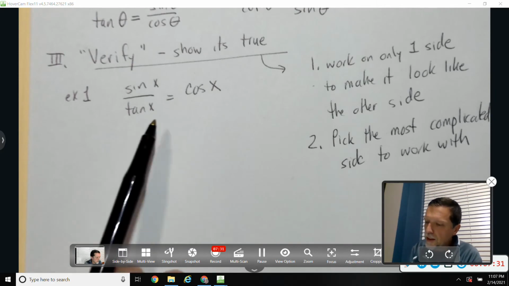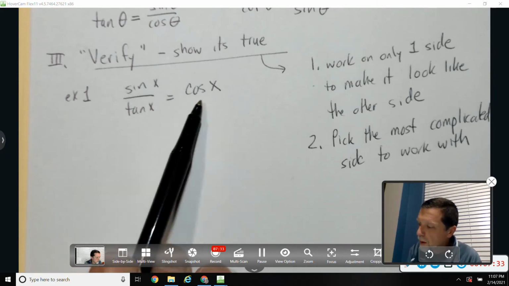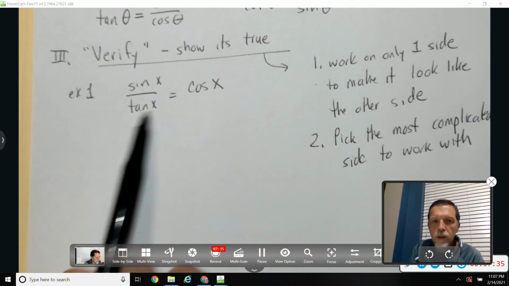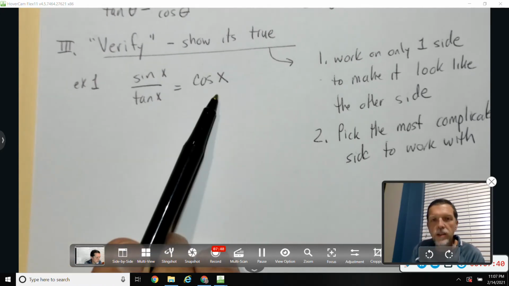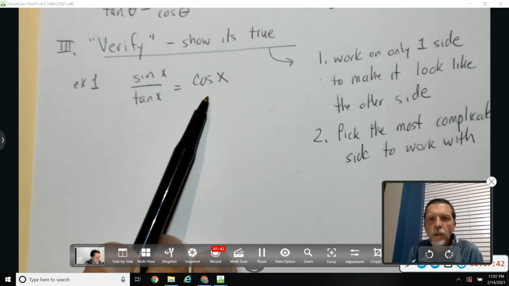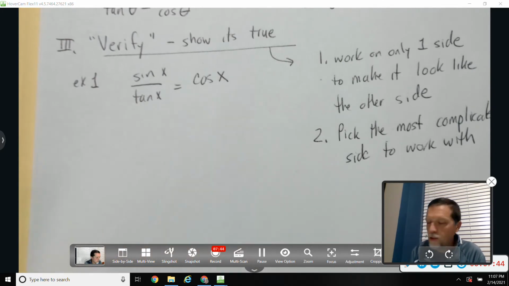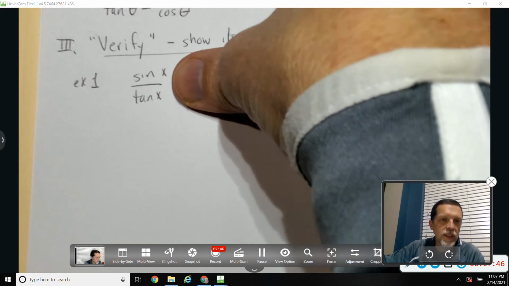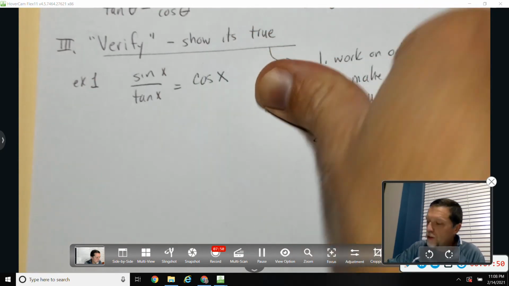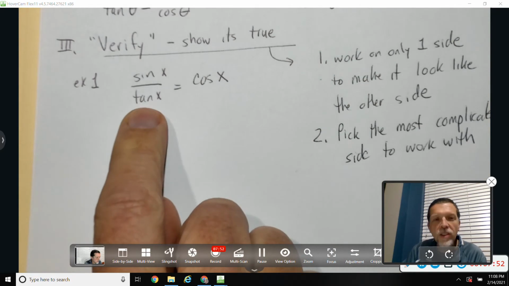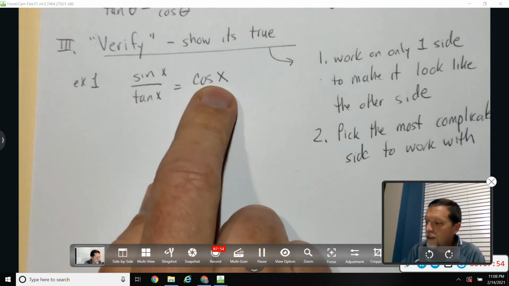So we'll do that with this one. I'm going to leave cosine alone. I'm going to only play with the stuff on the left, and hopefully eventually it looks like cosine. In some ways this is good news because you know the answer. This is the problem, sine over tangent, and the answer is cosine. So your job is to show the steps of how you get from this to this.